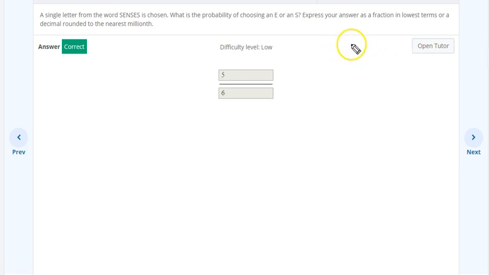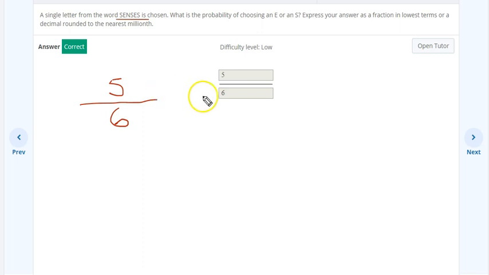Now, we had one like this in our quiz where we had the word Mississippi, but here the letters are senses. We see how many letters there are. 1, 2, 3, 4, 5, 6. So our sample space is 6. What is the probability of choosing an E or an S? Well, how many S's? We have 1, 2, 3. How many E's? 1, 2. So we have 3 S's and 2 E's. That would be 5 out of 6.